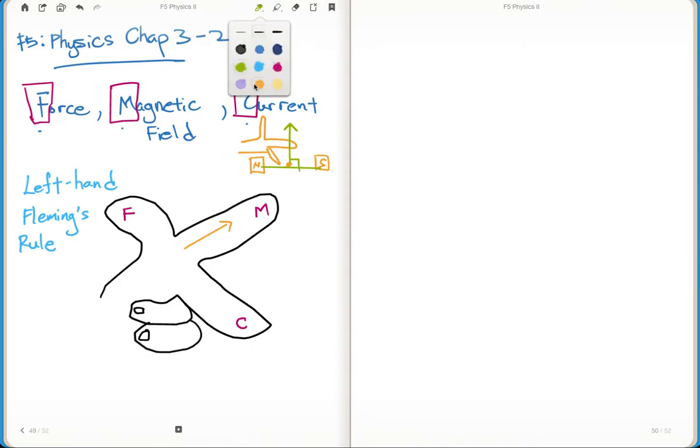And all of this direction, it's always perpendicular. You just go to Fleming's left-hand rule. Father, mother, children: force, magnetic field, current. Current will always be from the positive to negative. You go from positive to negative, and that's the direction. Go upwards.